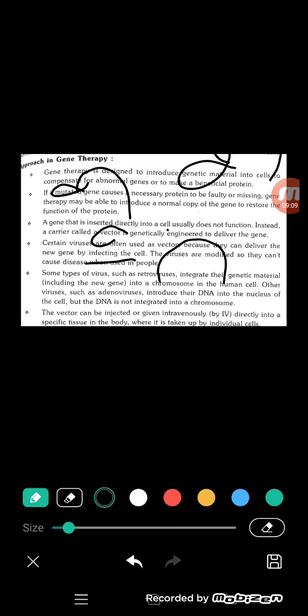The vectors are given intravenously. How do we introduce the new genes into our body? Through the IV route, or directly into a specific site of the tissue, and they are taken up by individual cells. So this is about the approaches in gene therapy.